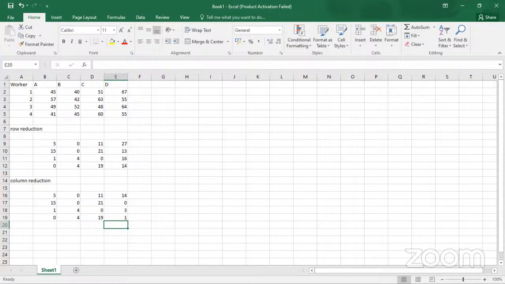Don't we have 0 in all the rows and columns? Ma'am, no. Can you explain the column reduction again? Column reduction is the same, ma'am. Column is nothing but the vertical.